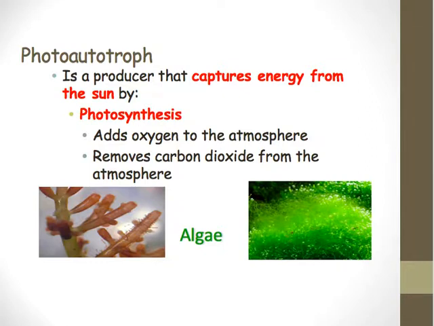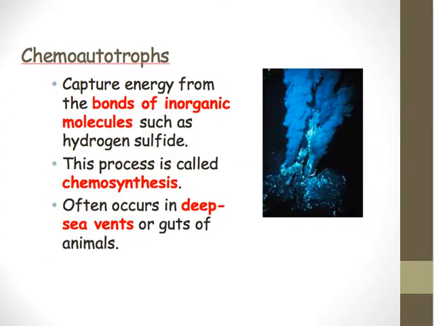A photoautotroph is a producer that captures energy from the sun through photosynthesis. So it's going to add oxygen to the atmosphere, but it's going to remove carbon dioxide. Oxygen is actually a byproduct of photosynthesis. Carbon dioxide is needed in order to go through the cycle of photosynthesis. So algae, plants, some bacteria, these are going to photosynthesize.